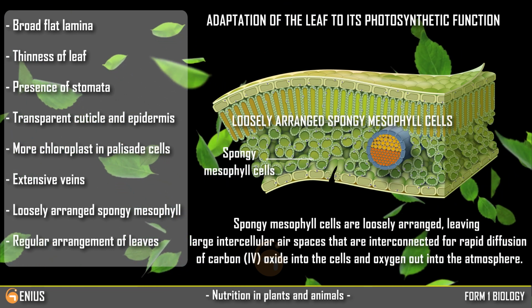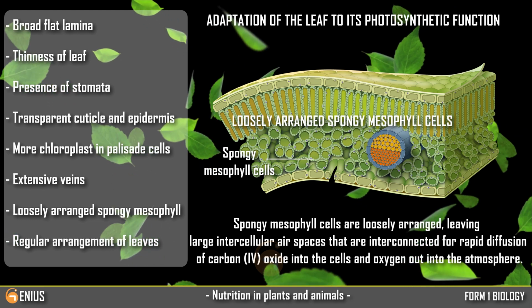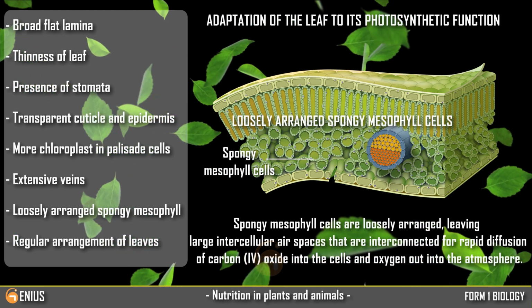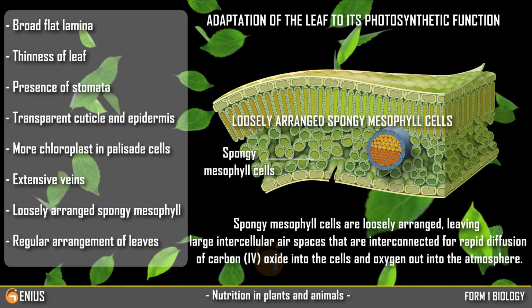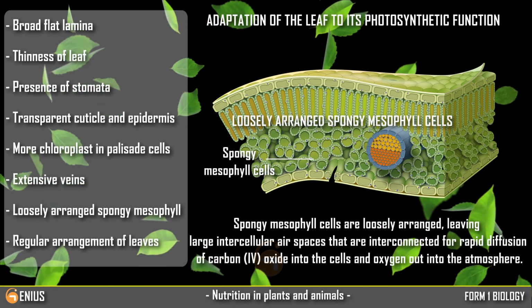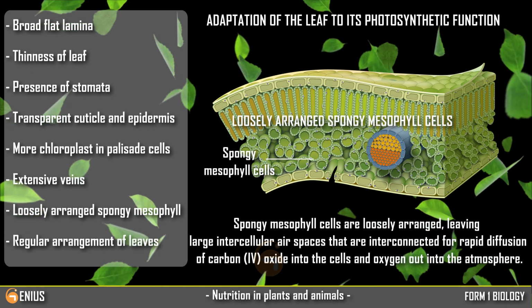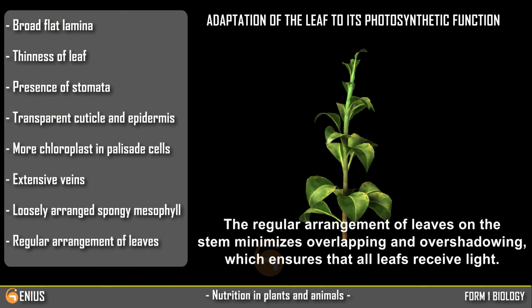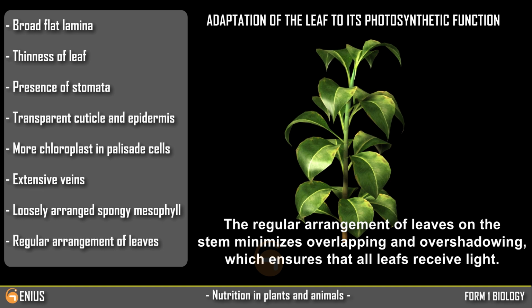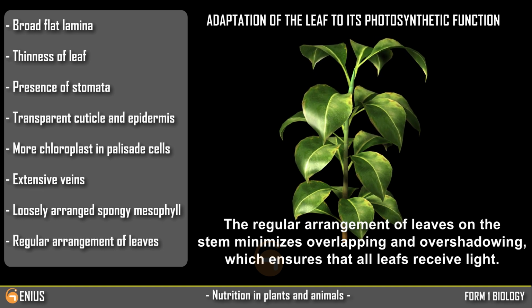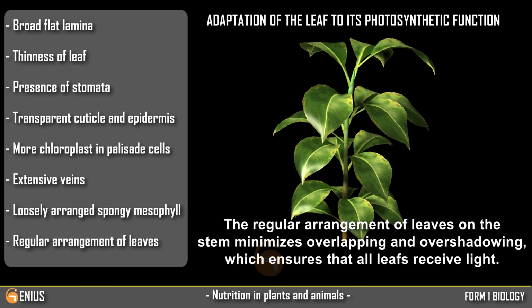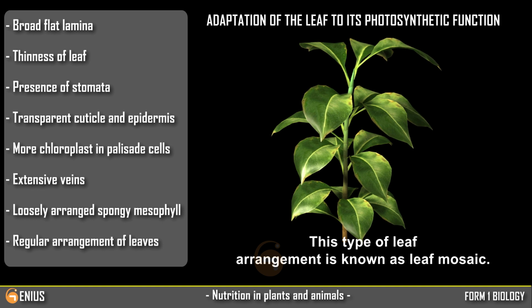Spongy mesophyll cells are loosely arranged, leaving large intercellular air spaces that are interconnected for rapid diffusion of carbon dioxide into the cells and oxygen out into the atmosphere. The regular arrangement of leaves on the stem minimizes overlapping and overshadowing, which ensures that all leaves receive light. This type of leaf arrangement is known as leaf mosaic.